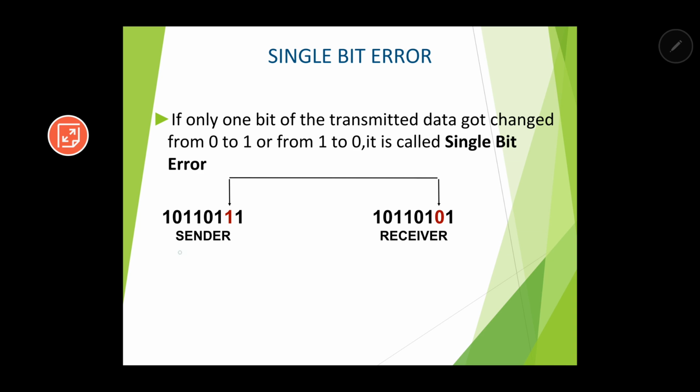For example, let us consider the data 10110111. While going through the transmission medium, this data has changed to 10110101. So the other bits are fine, only the second last bit is corrupted. That means there is error only in one bit. The individual data units are called bits. As we are getting the error only in a single bit, this is known as single bit error.